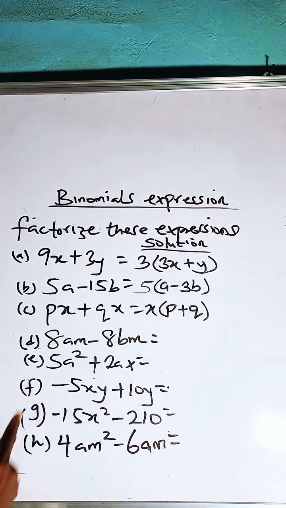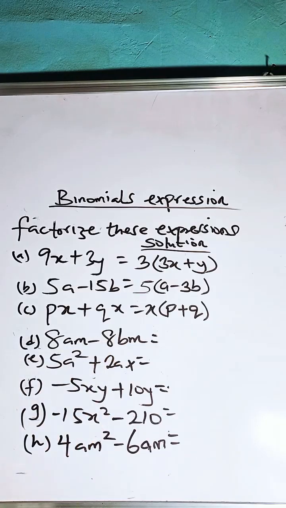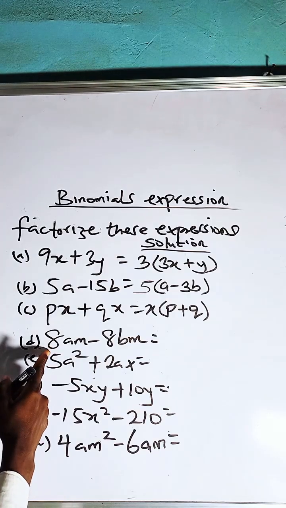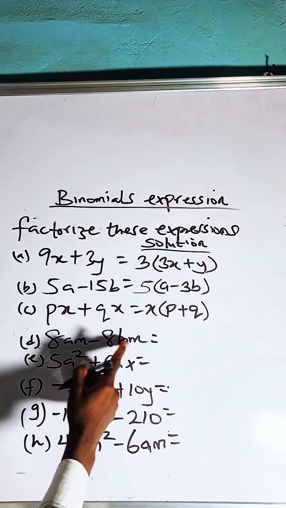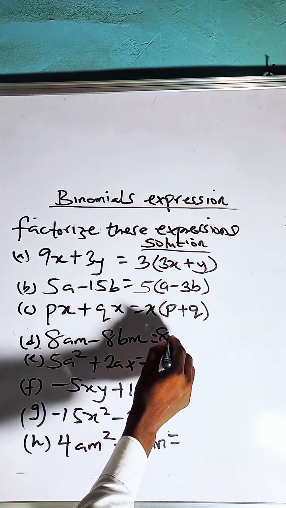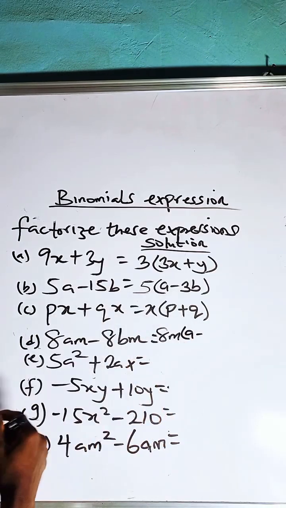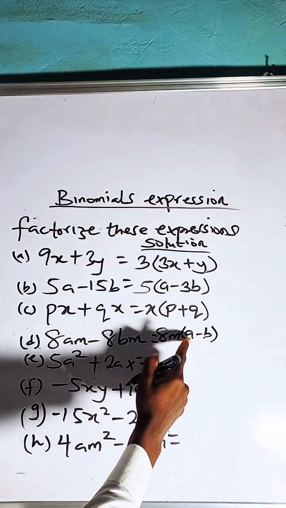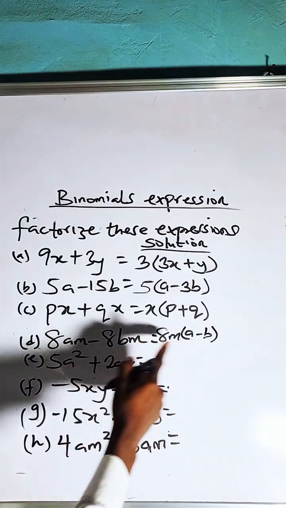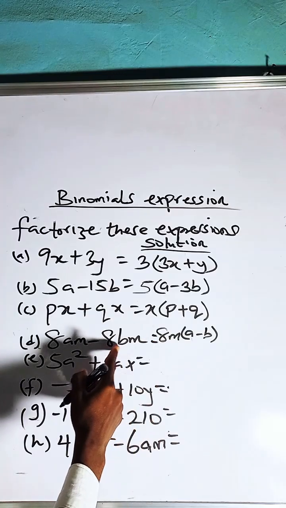Okay, so we have 8am minus 8bm. When we factor this out, the highest common factor here is 8. We can factor out 8, and we have m to be common as well. So we have 8m into, here we have a minus, so here we have b. By the time we say 8m times a, we have 8am minus, so when we multiply this with this, we have 8bm.